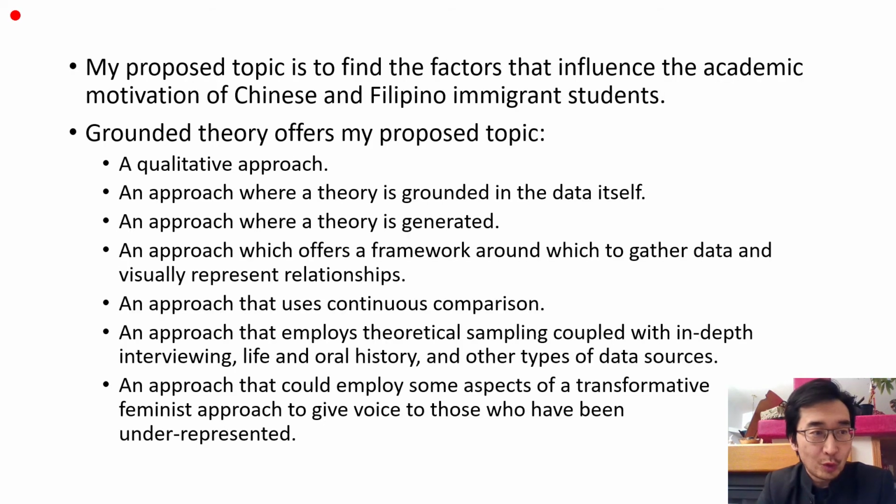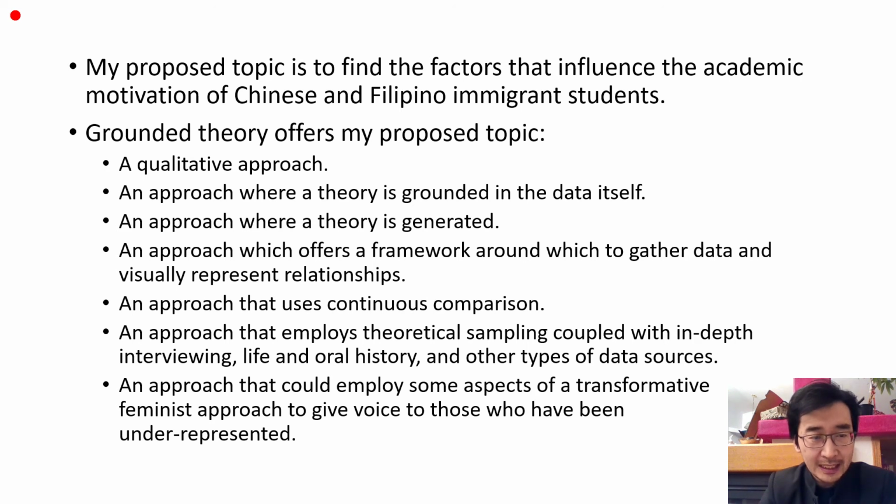So now I'm going to get to the reason why I'm choosing to use grounded theory for my proposed study. And just as a reminder, my topic is to find the factors that influence the academic motivation of Chinese and Filipino immigrant students. Grounded theory offers me a wide range of supports for my proposed study that I find very valuable. First of all, it is a qualitative approach. I simply don't have the logistical power, nor the time, nor the money to pull off a statistically significant quantitative study. So let's go with the qualitative one.